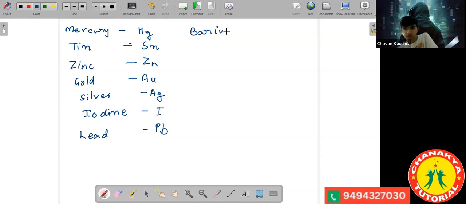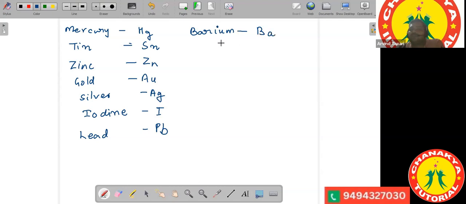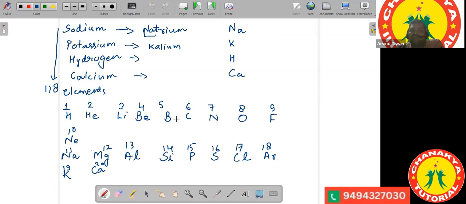First 20 are required. These are also required. But the first 20 are required in their order, in the same order in which they are. That means you need to remember their number. Like if I say boron, boron is at number 5. Sodium is at number 11, aluminium is at number 13, silicon is at number 14, chlorine is at 17. So if I ask you which is the element at number 19, that is potassium. The element at number 20 is calcium.